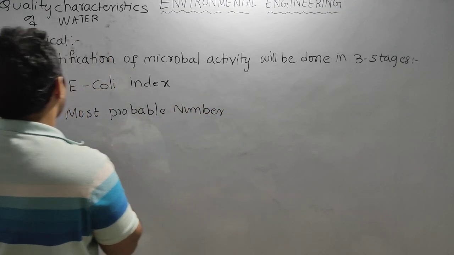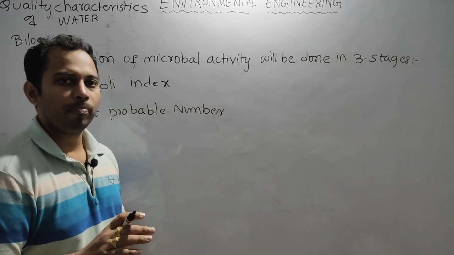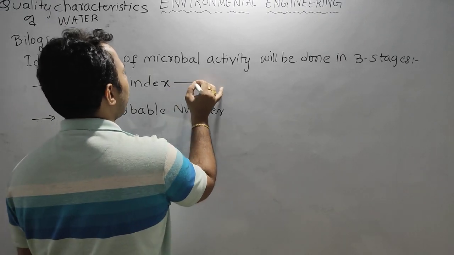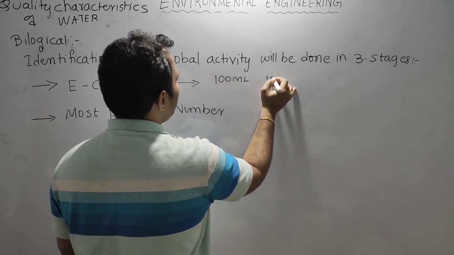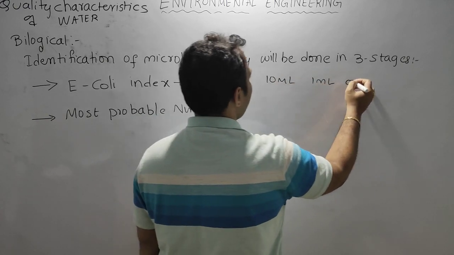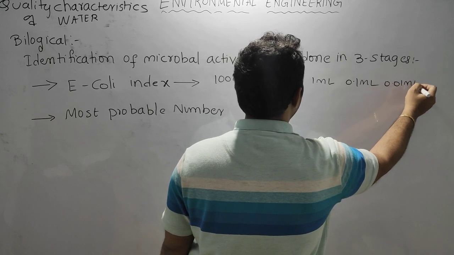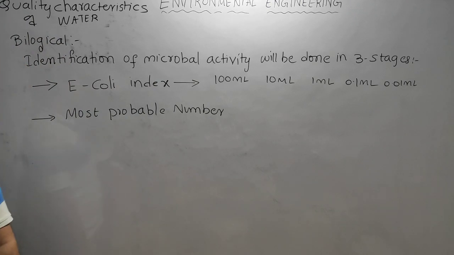First let us see what is E. coli index. E. coli index means, for example, we are having different dilutions. Let us assume that we have taken 100 ml dilution, 10 ml dilution, 1 ml dilution, 0.1 ml dilution, 0.01 ml dilution, like that, and so on. Anything you can take if you can measure it. So likewise we are taking all the dilutions.